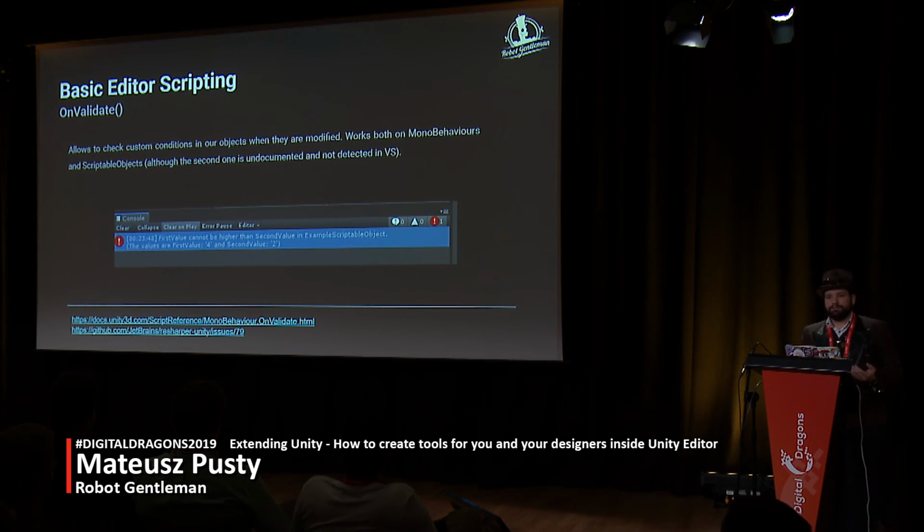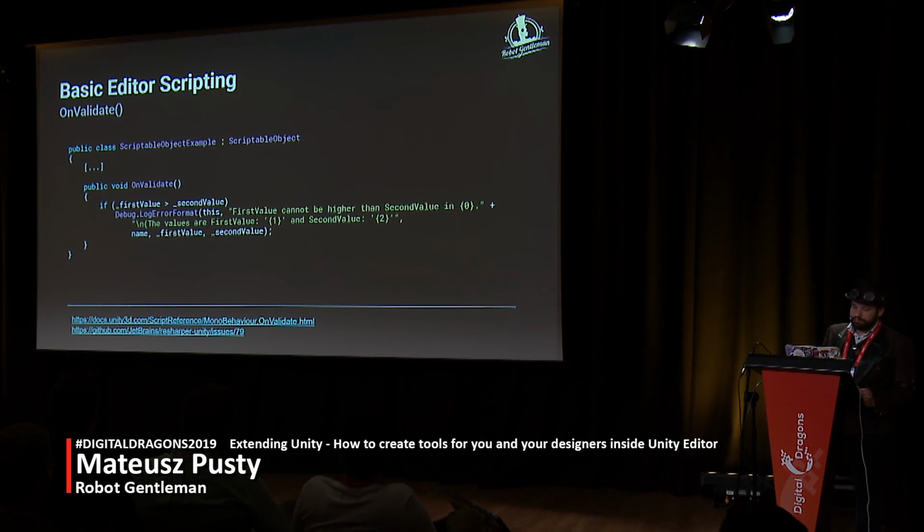Another thing you can do that's very basic and useful is OnValidate. It's a method that you can use like OnEnable or Update in Unity. It allows you to check MonoBehaviours and scriptable objects for some data validation. For example, if the first value on our scriptable object could not be higher than the second value, we can check this in the OnValidate function and display some debug log. This is the code for it. As you can see, we have OnValidate, we have the if that checks our condition, and we produce an error.